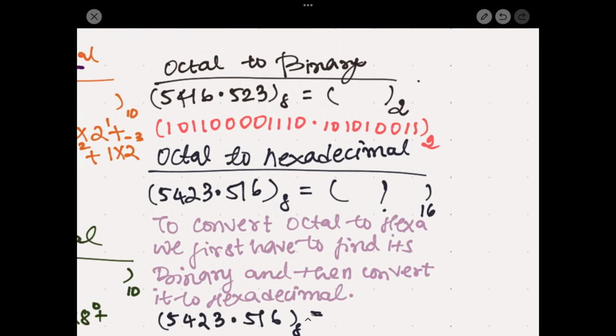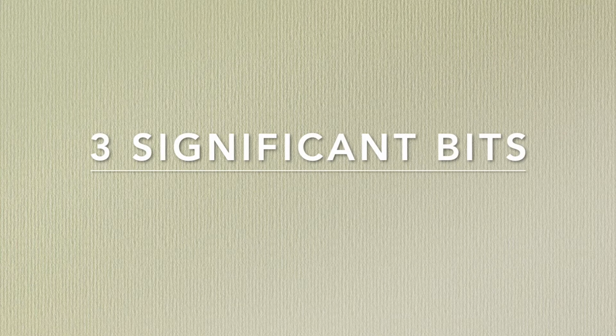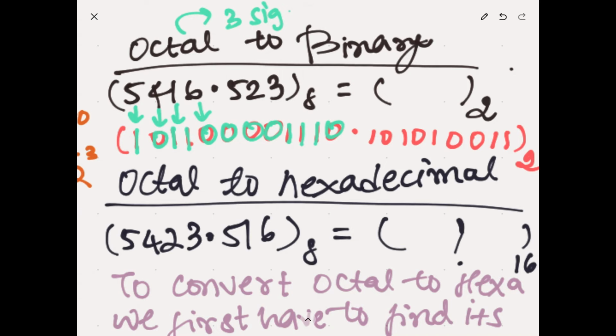We move on to octal to binary. So here it is very simple. We just expand all of these things. So for 5 it is represented as 101. For 4 it is 100. For 1 it is 001. And for 6 it is 110. Again, because octal only has 3 significant bits, that is why it is grouped as such.